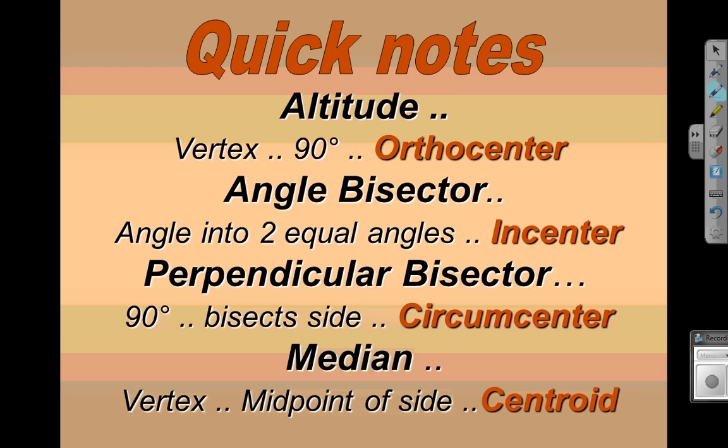So you have an altitude, goes through the vertex, it's 90 degrees, and they meet in the orthocenter. Angle bisector splits an angle in 2 equal angles, and they intersect at the incenter. Perpendicular bisector is 90 degrees. It's a perpendicular line. It bisects the side, and they meet at the circumcenter. And the median goes from the vertex to a midpoint of the side, and it meets in the centroid. Which one of these is the center of gravity of a triangle?